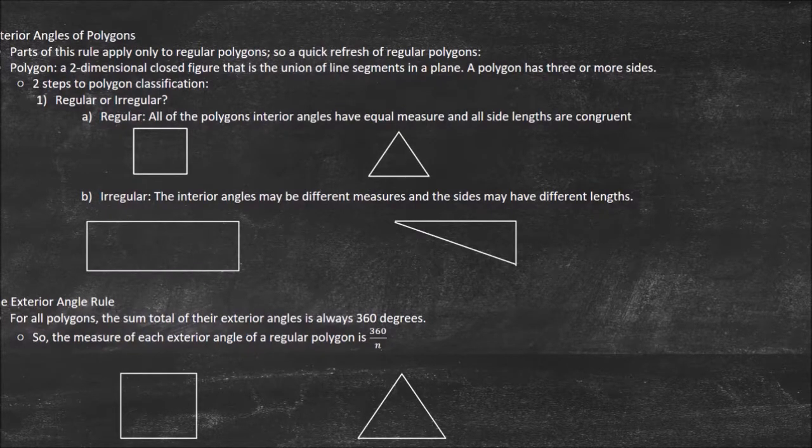We're going to talk about the exterior angles in polygons. So again, part of this rule, just like the interior angles rule, only applies to regular polygons. So quick refresher of regular. Regular means all the angles and all the sides have the same measure. So regular squares, equilateral triangles. Then irregular just means that that's not true. So at least one of the angles or one of the sides has a different measure than the rest. And so that's an irregular versus a regular.